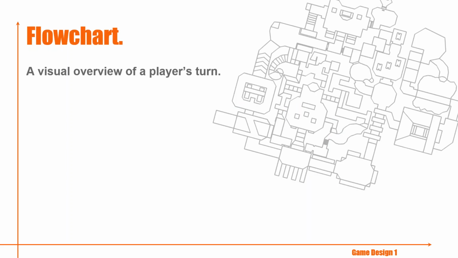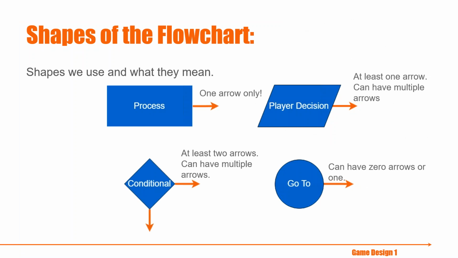So now we're going to go over the flowchart. Now the purpose of a flowchart, at least for Game Design 1, is that it's going to be a visual representation of a player's turn. We have 4 shapes that we are going to use. We have the rectangular shape, which is the process. We have the parallelogram shape, which is a player decision. We have the conditional shape, which is a diamond. All of those ask a question. And then we have the circle, which is a go-to shape.